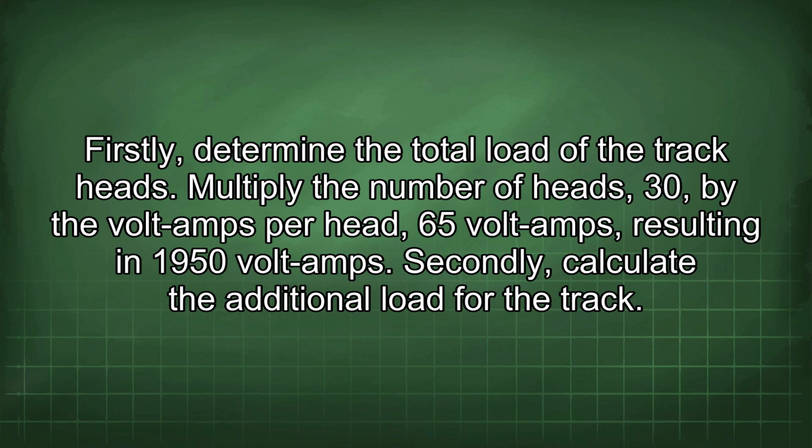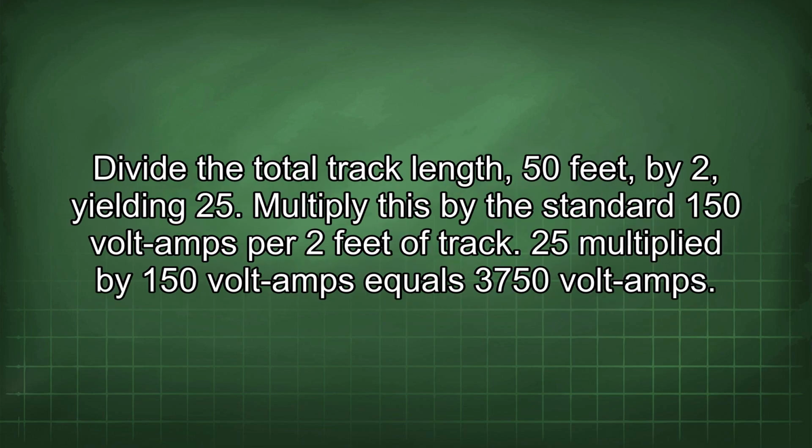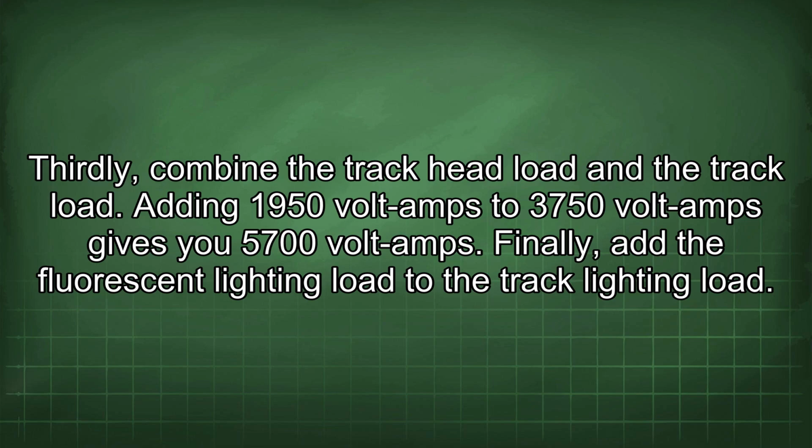Secondly, calculate the additional load for the track. Divide the total track length, 50 feet, by 2, yielding 25. Multiply this by the standard 150 volt amps per 2 feet of track. 25 multiplied by 150 volt amps equals 3,750 volt amps. Thirdly, combine the track head load and the track load. Adding 1950 volt amps to 3,750 volt amps gives you 5,700 volt amps.